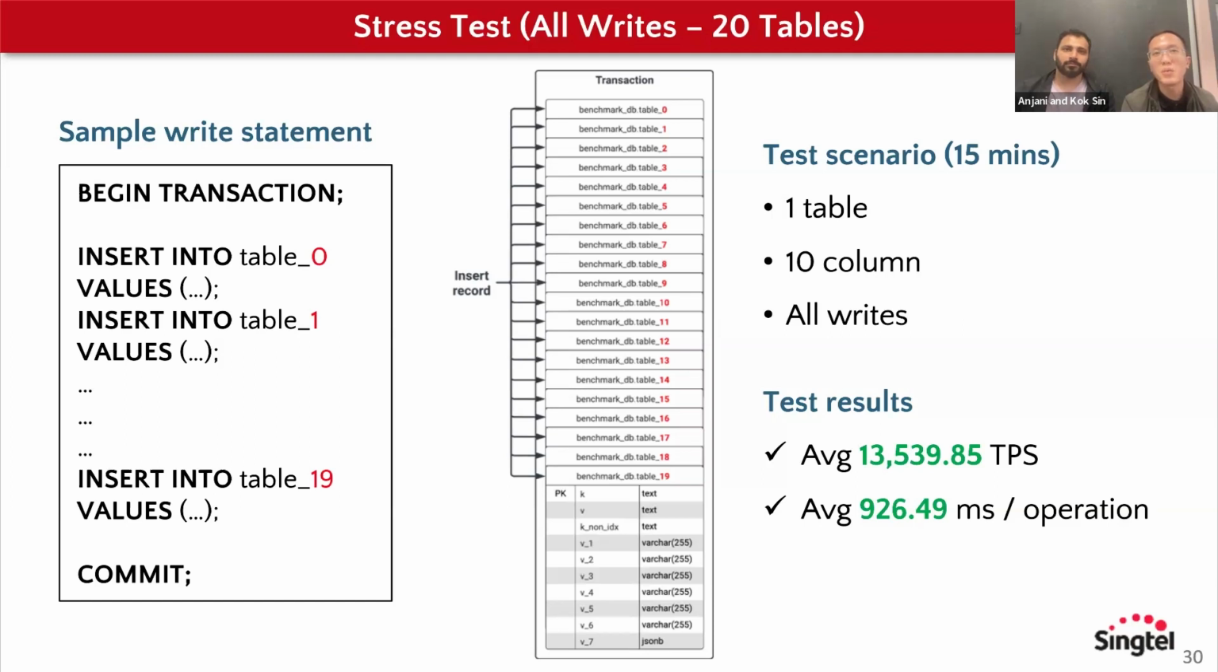That's because we already ran out of our disk space at the end of 15 minutes of the test. So we managed to achieve 13.5 thousand TPS at around 926 milliseconds, which is very impressive and it surpassed our expectation.